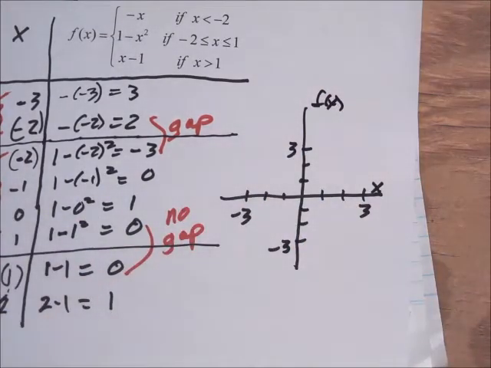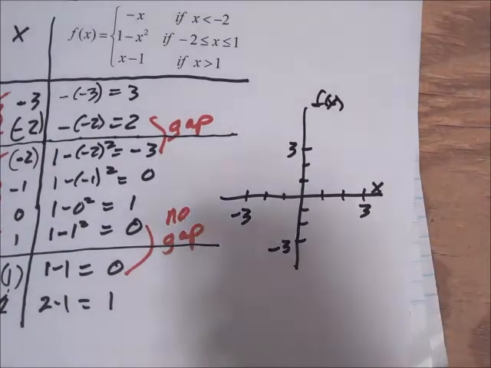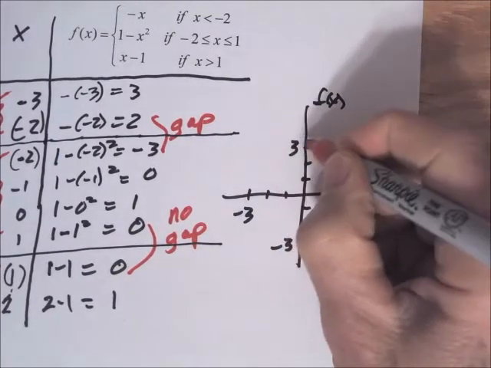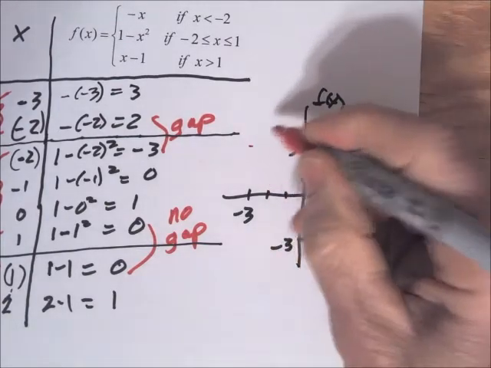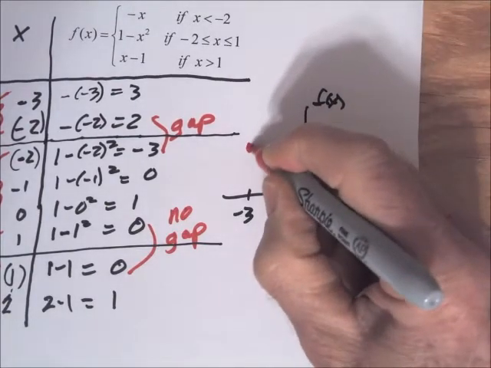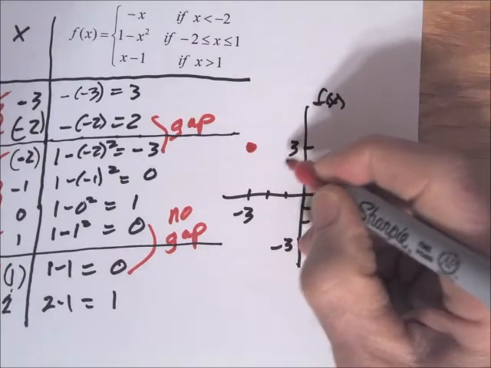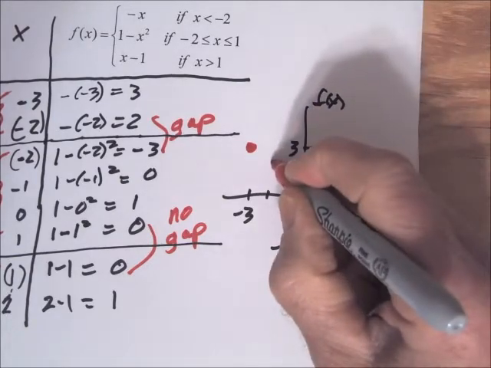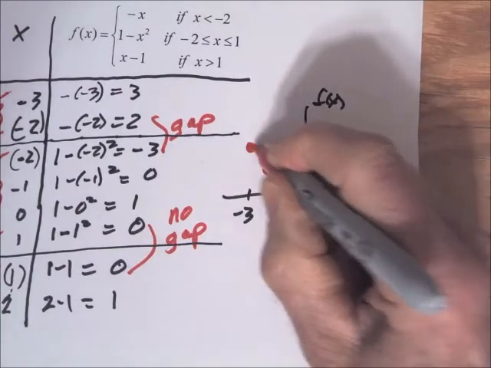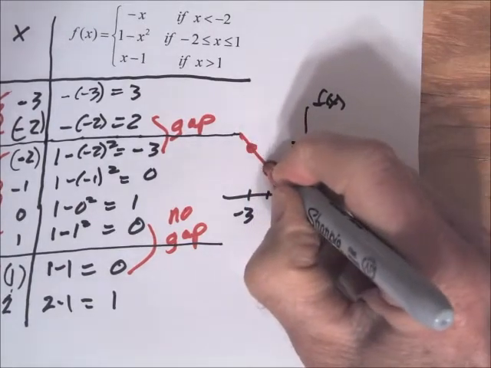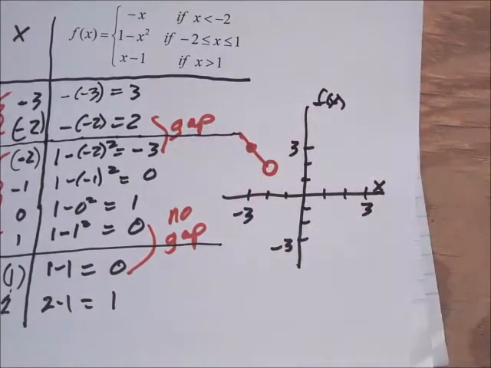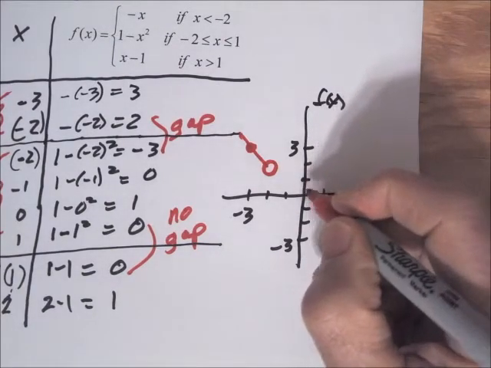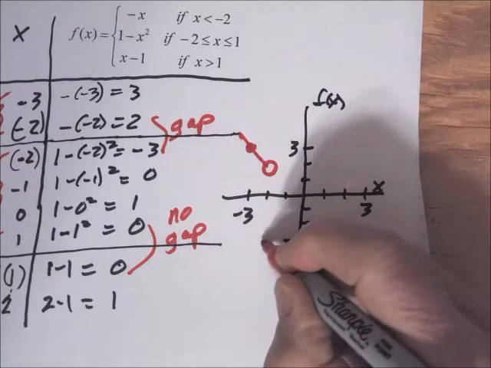Okay, so we have the point 3 to the left, up 3. It's about right here. And then we have the point 2 to the left, up 2, except I'm going to put an open circle there because that's not part of the graph. And then 2 to the left, down 3. It's about right here.